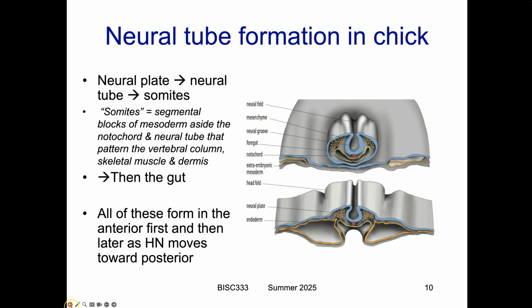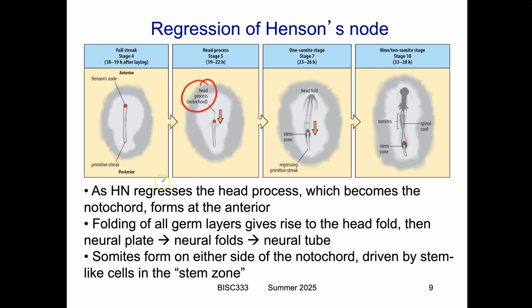Oh, and I thought I had a nice diagram to show that. But I'll say at this point that I think I've saved that for the actual lecture. But the node is not a physical structure. And the stem zone is not a physical structure. What these are is places where certain genes are being expressed. So you've got certain genes being expressed in the stem zone and certain genes being expressed in the Hensen's node region.